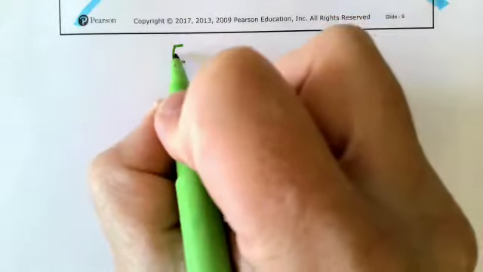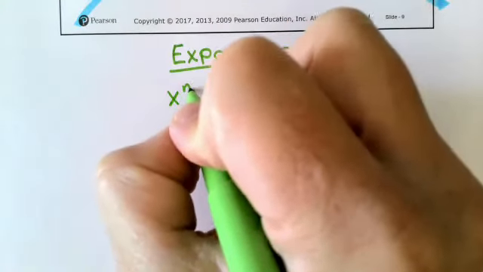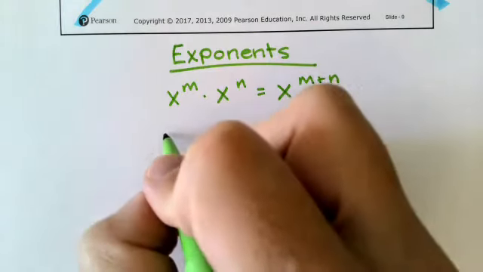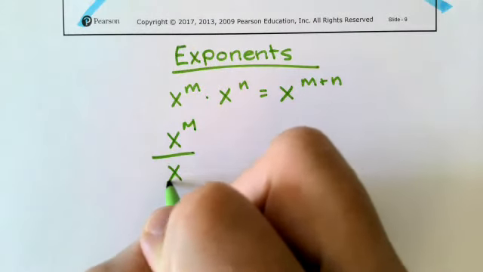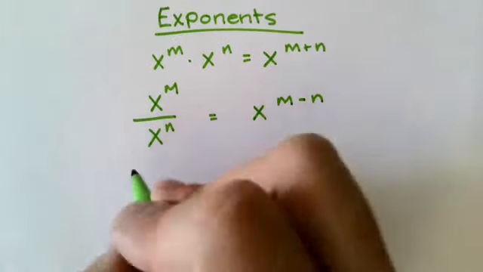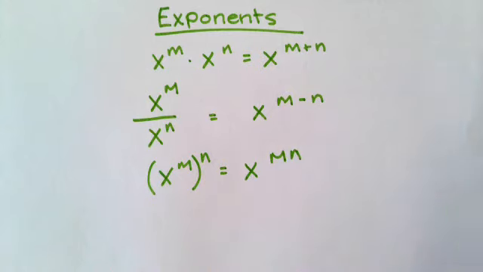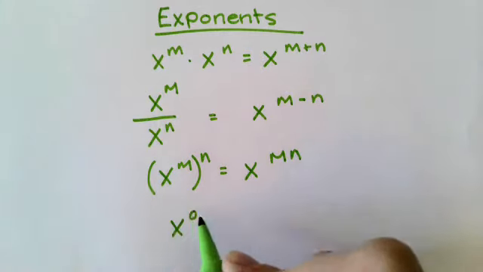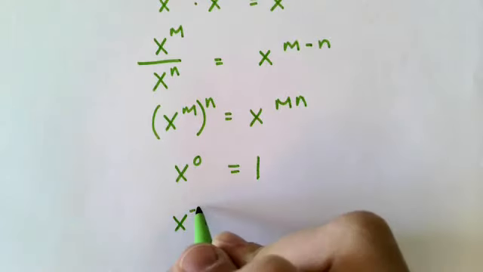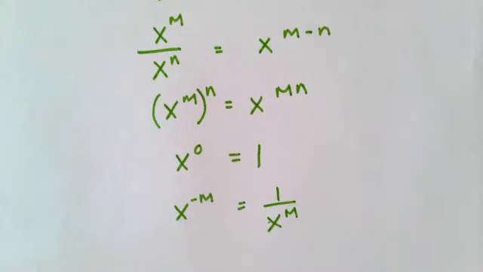All right, so for exponents, x to the m times x to the n is x to the m plus n. X to the m divided by x to the n is x to the m minus n. Okay. X to the m raised to the n is x to the m times n. Anything to 0 is 1, unless it's 0, then it's 0. And then if you have a negative exponent, you create the reciprocal and it becomes positive. Those are the exponent rules.